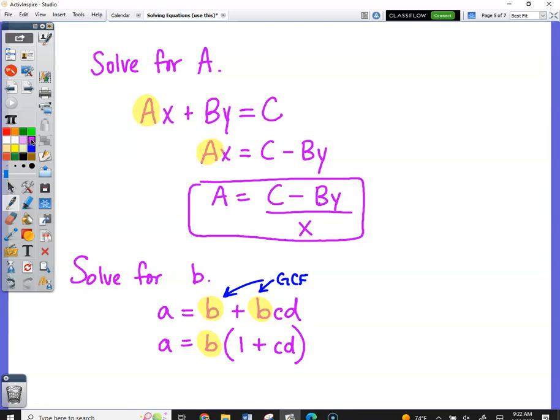Now I have this stuff here that is in the way of B being by itself. How's it attached? Multiplication. So just shuffle that right over here underneath the A, and you're done.